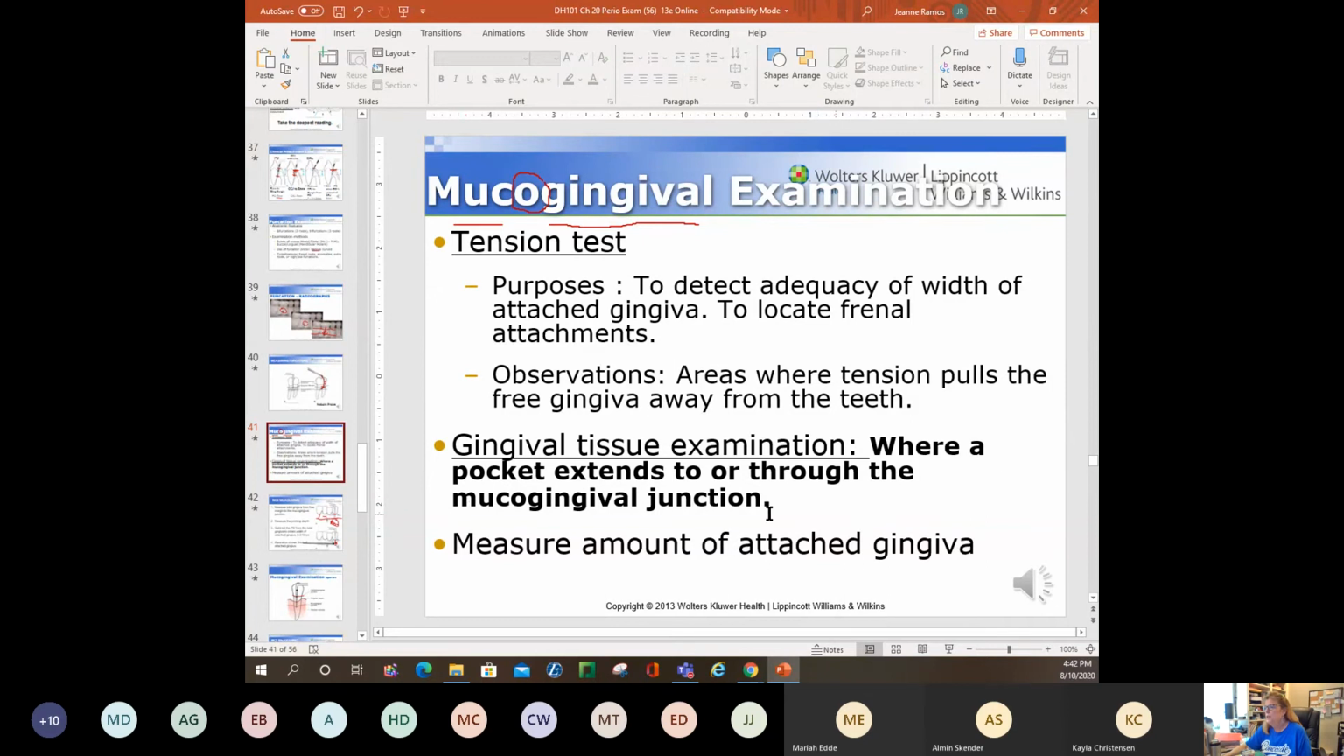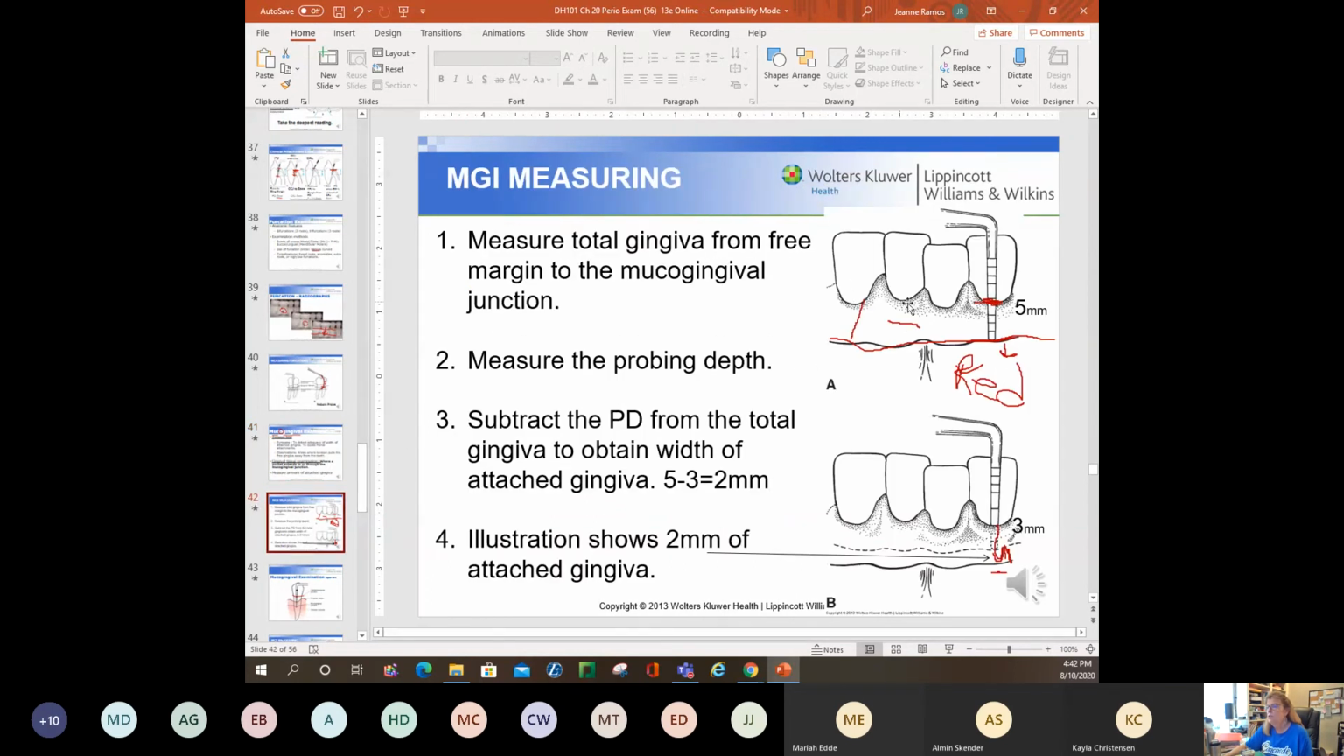Gingival tissue where a pocket extends to or through the mucogingival junction. We measure the attached gingiva, and that's what the mucogingival junction is. Let's say the mucogingival junction is right here. This is the line that separates your attached gingiva, which you can't pick up with your fingers and move around, it's stable and attached underneath your teeth, from the part where the cheeks and lips start. Where that line is, it's usually a color line. You can tell a difference in color where that line is.